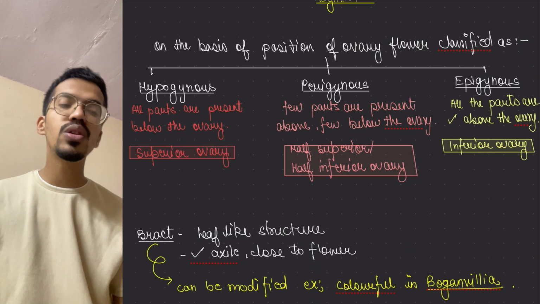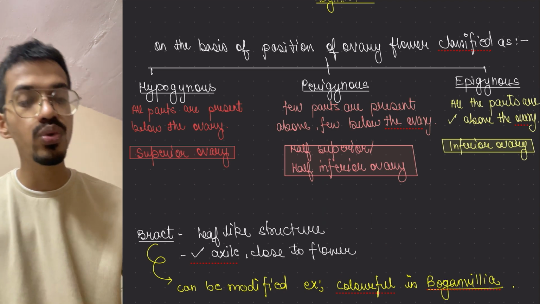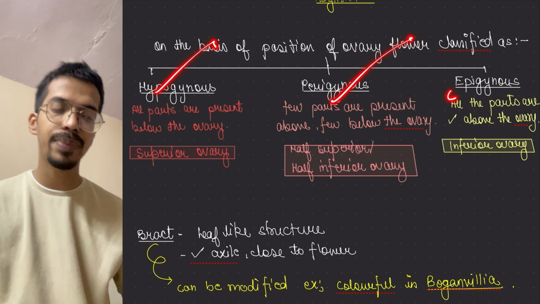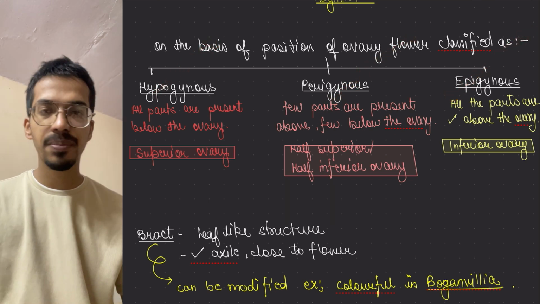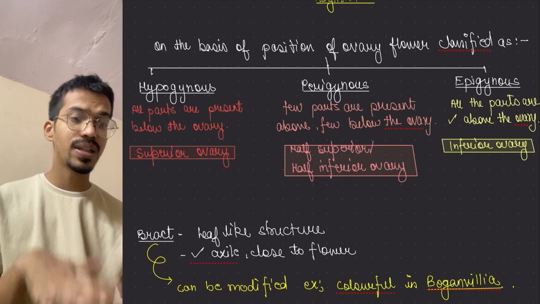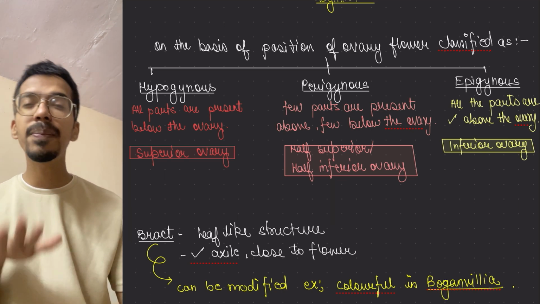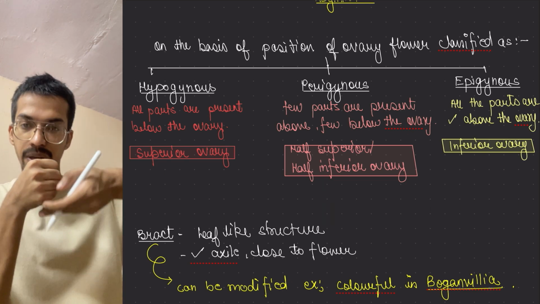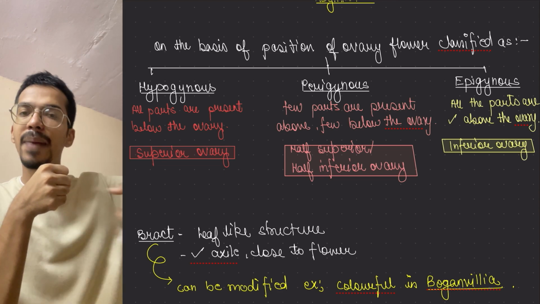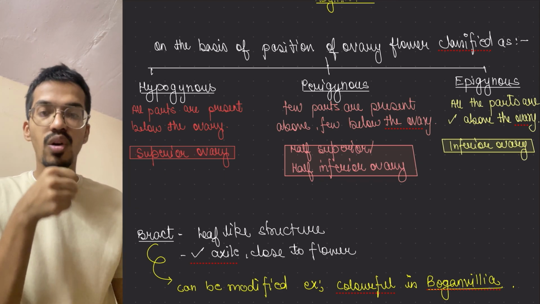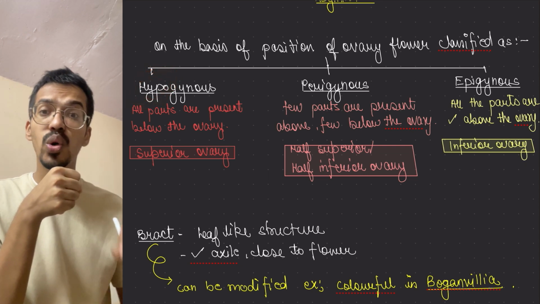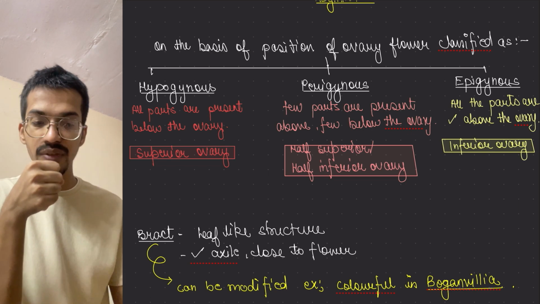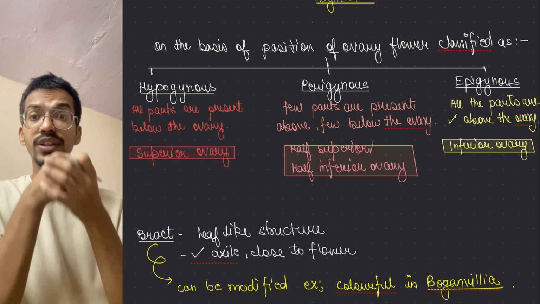Then on the basis of the position of the ovary, flowers are classified into these types. So we are doing flower classification only. The types are hypogynous, perigynous and epigynous flowers. Now hypogynous flower means what? Hypo means below. All the parts of the flower will be below the ovary. Means if the ovary is present here, from below the ovary there will be stamens coming, corolla coming, petals coming. This kind of flower is called hypogynous. Since the ovary is present above all the three parts of the flower, we call that ovary superior. It is on the top.